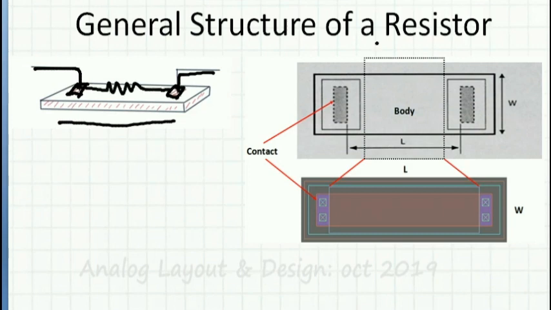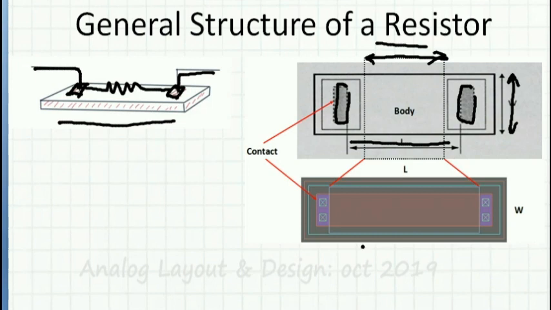This diagram over here is nothing but the same thing in the top view. This is the contact, this is the contact, and this is the body of the resistor. And this is the length of the resistor, and this is the width of the resistor. The diagram you see below is nothing but the top view of the same resistor seen in a CAD tool.